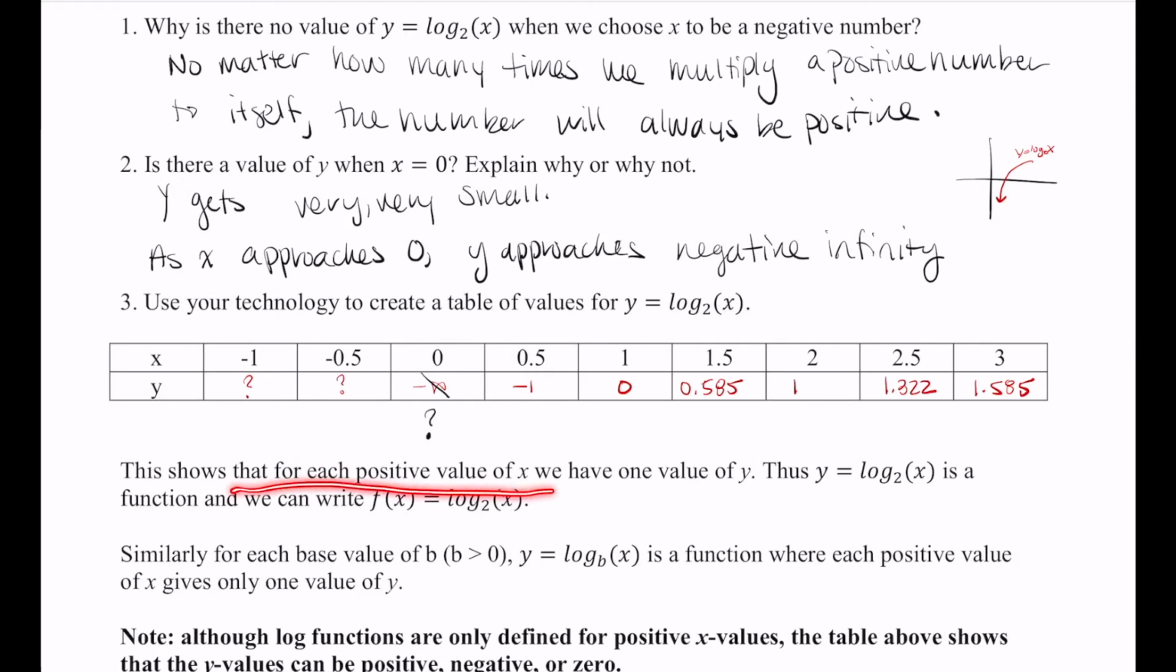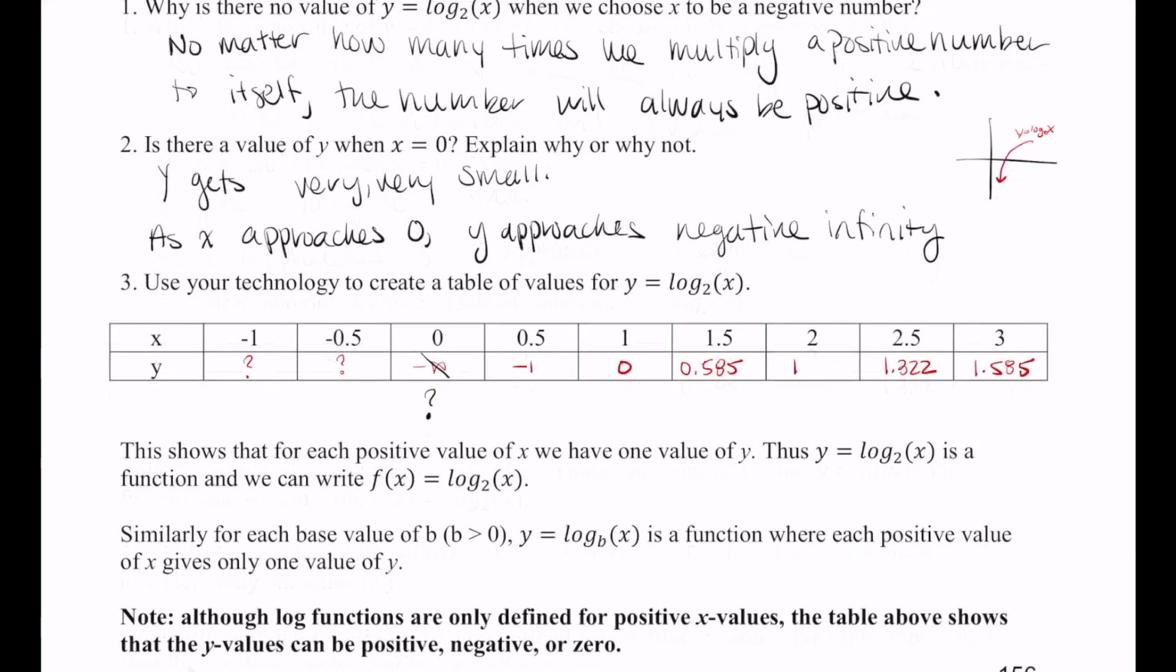This shows that for each positive value of x, we have one value of y. Thus, y equals log base 2 of x is a function, and we can write f of x equals log base 2 of x. Similarly, for each base value, that is for each b greater than 0, y equals log base b of x is a function where each positive value of x gives only one value of y. Now, although log functions are only defined for positive x values, so numbers larger than 0, the above table shows that the y values can be positive, negative, or 0.